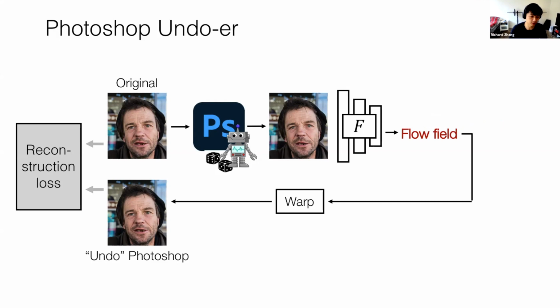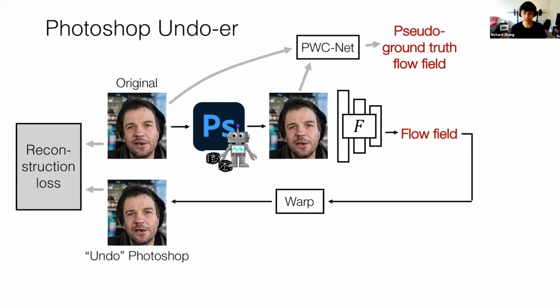So one thing is that you want to supervise the output between the original photo and the undo. So you want a reconstruction loss in pixel space. But from there, you also need some intermediate supervision as well. So what we can do is take the original and the photoshopped, run it through PWCnet and get a flow field, and we'll call that a pseudo ground truth flow field. And then we can supervise this flow field as well. So it turns out it takes both these losses to get some sort of system that works well.